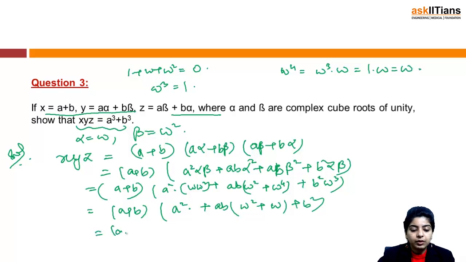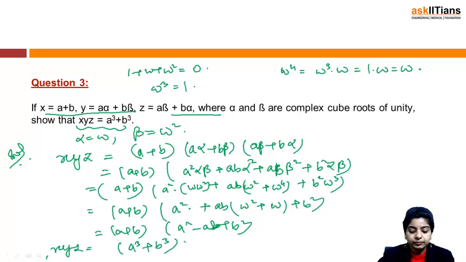So this is equal to a plus b into a square minus ab plus b square. This is what we get. So xyz is equal to ultimately a cube plus b cube. If you remember the formula for a cube plus b cube, that's a plus b into a square minus ab plus b square. So we get xyz as a cube plus b cube.